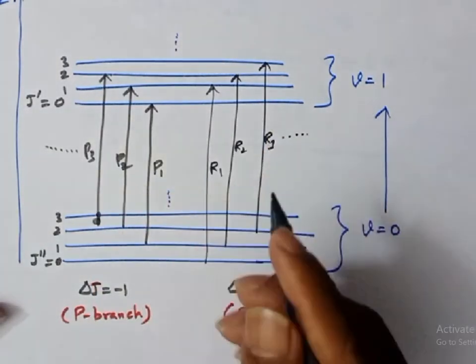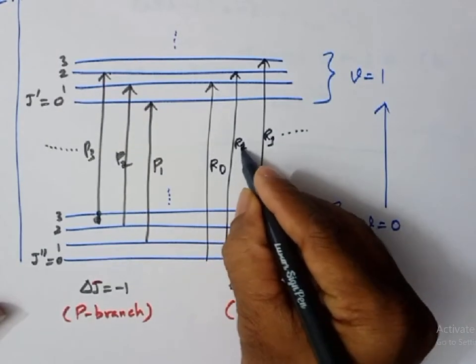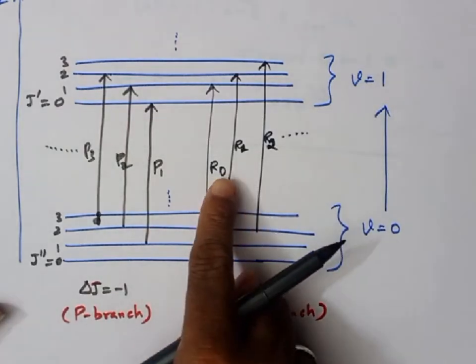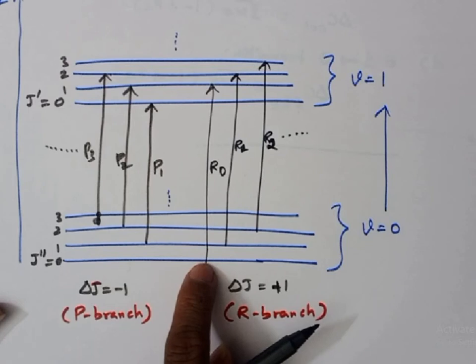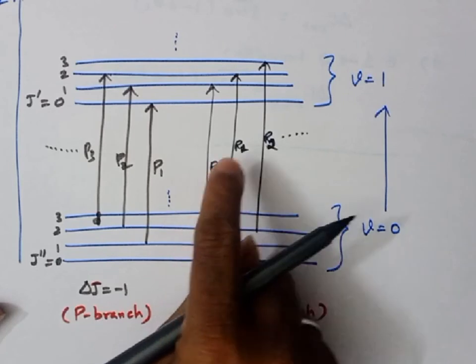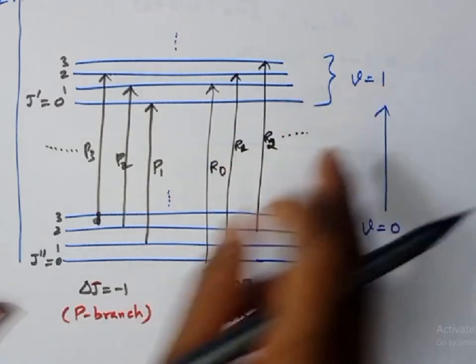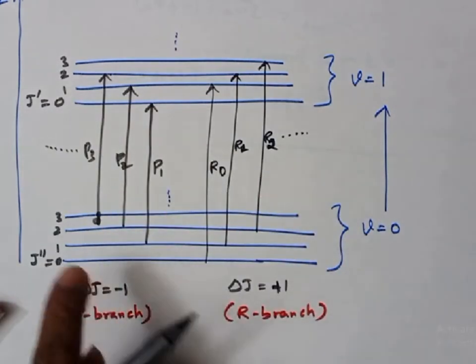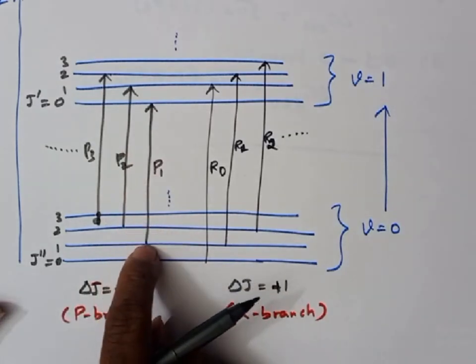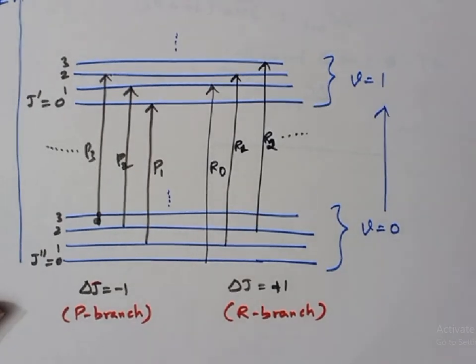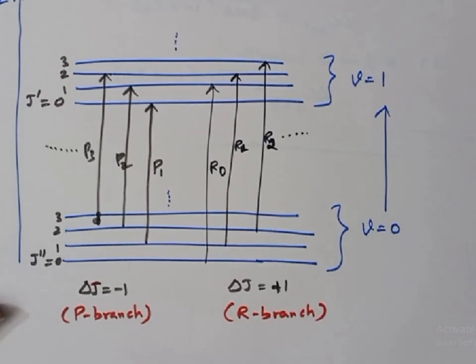Just to make some clarity here, I'll put 0 here. Why did I put 0? The first R branch line starts from J double prime 0, so I'll put R0. R0 is the first line, then R1, then R2, then R3, and you'll get many lines. Whereas under the P branch, P starts from 1. There is no P0 line, because the first line of P starts from 1 and ends with 0. So 1 to 0. Clear? Students, is this clear? Yes, sir.